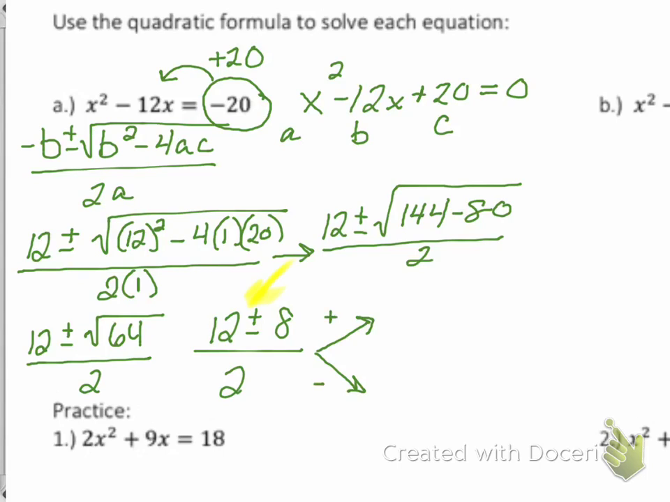So if I do 12 plus 8, I get 20. 20 divided by 2 is 10, so 10 is one answer. Then I'll do 12 minus 8, which is 4, divided by 2, which is 2. So 10 and 2 are my answers.